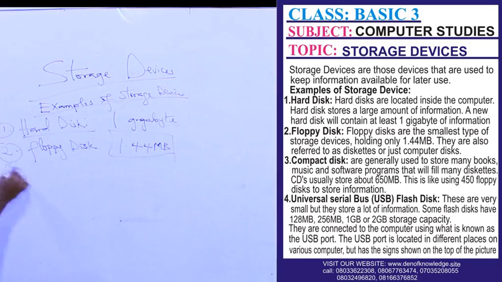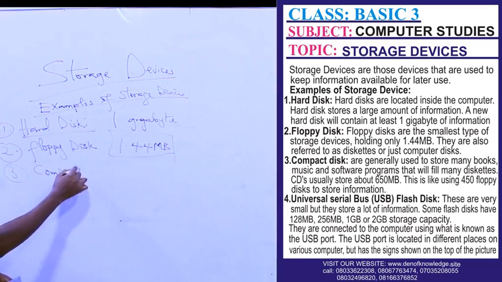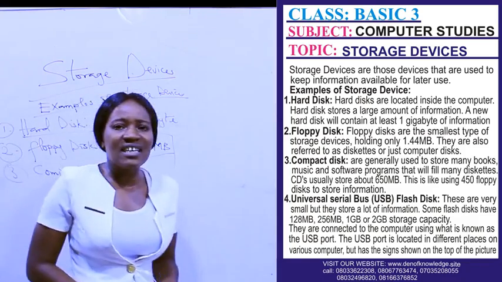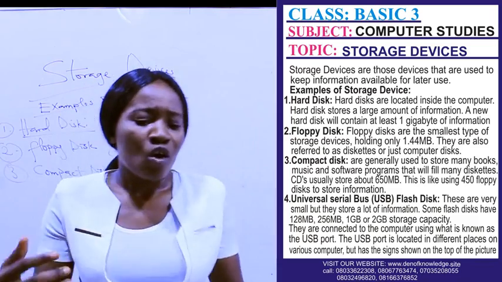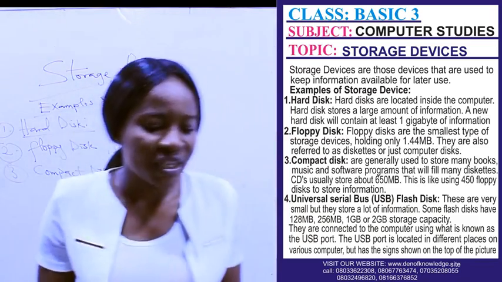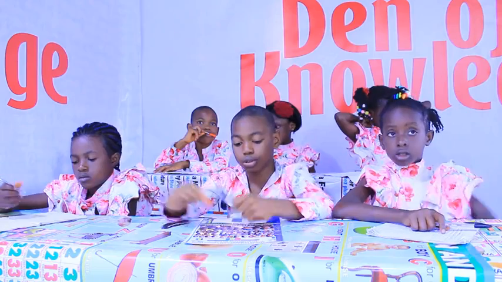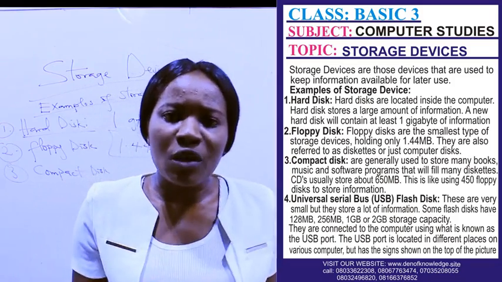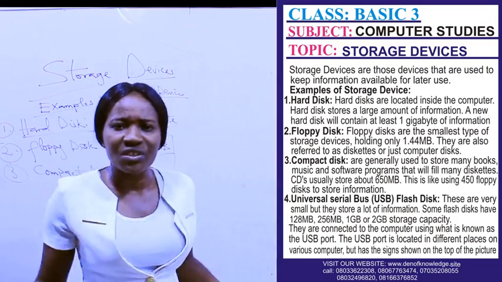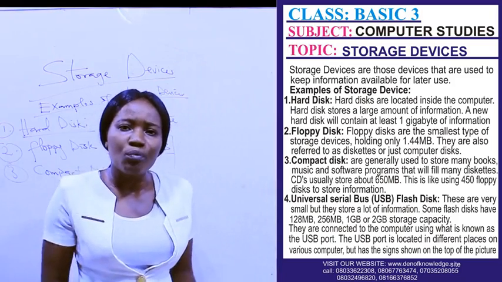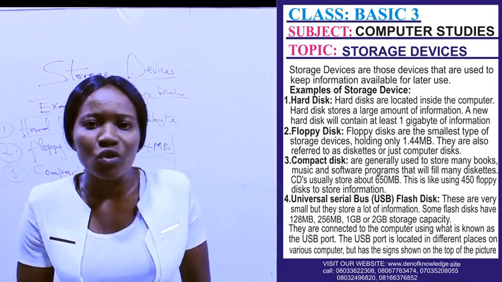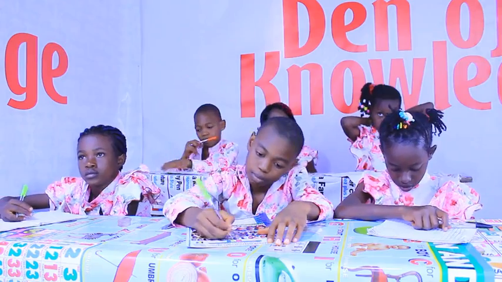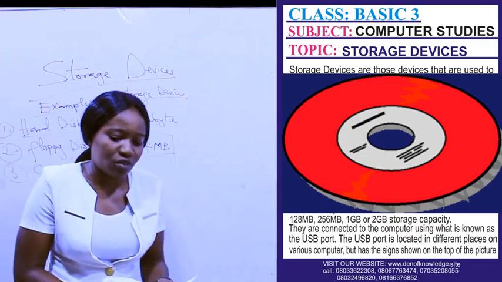Then the next one is compact disk. Compact disks are used to store books, music, and software programs. So you store your music or your books or your software programs using a compact disk. Look at the picture of compact disks on the board.